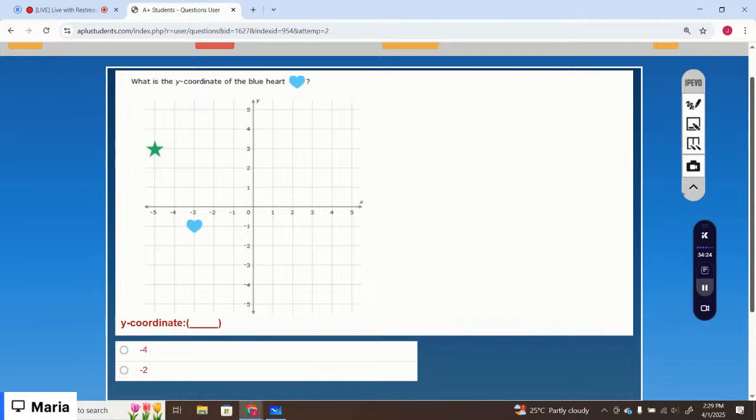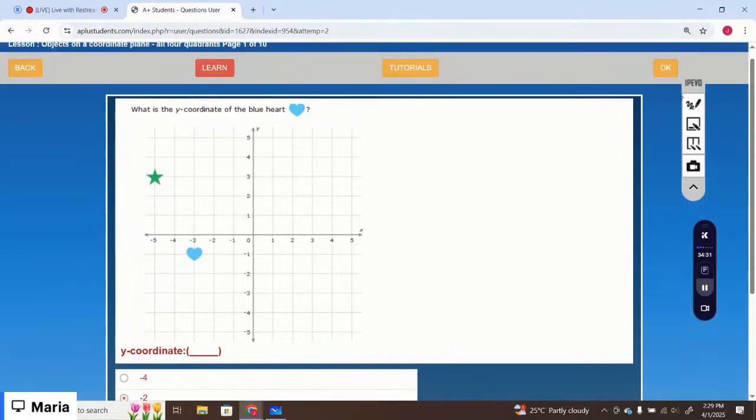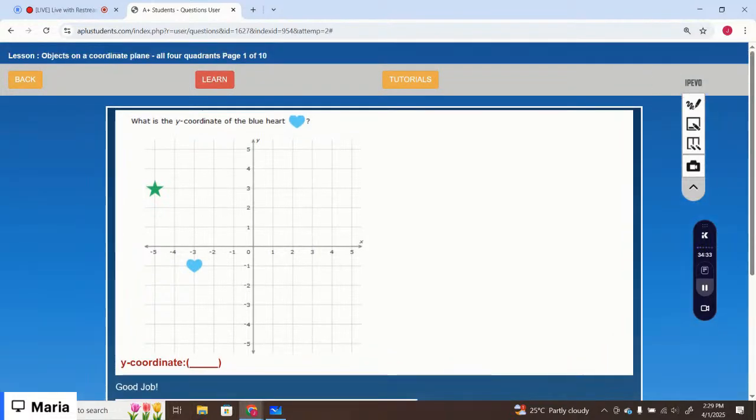The y coordinate of the blue heart is negative 1, but we're not given the correct option. Let's just select negative 2, right? Because we are not given the correct option.